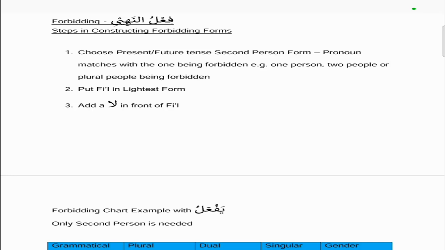Then you put the fi'l in the lightest form. If you remember from the last chapter, we discussed the light and lightest forms. In this case, when we're constructing a forbidding form, you have to put the fi'l in the lightest form. So if it has an "any" combination with a noon on it, we just take the noon off. That puts it in the lightest form. Or if it has no "any" combination, then the last letter, which in the original form is dhamma, we just turn that into a sukoon, and that becomes the lightest form. And then the third step is that we add a lam in front of the fi'l. Lam means no, it's part of forbidding.